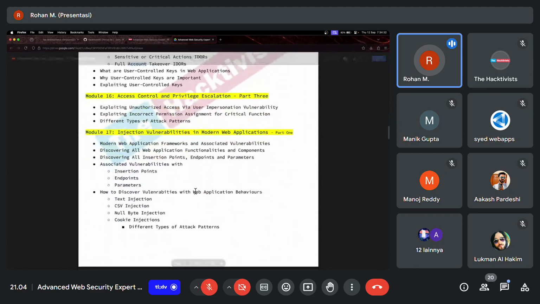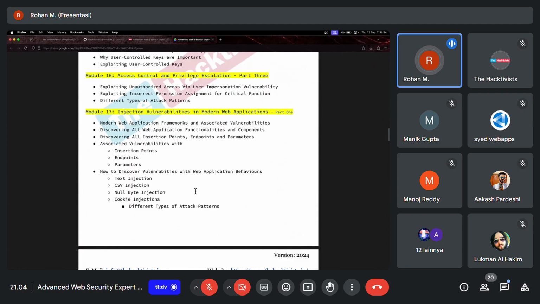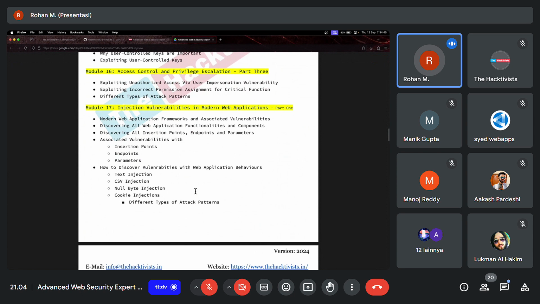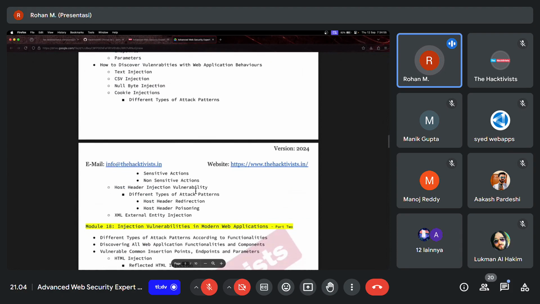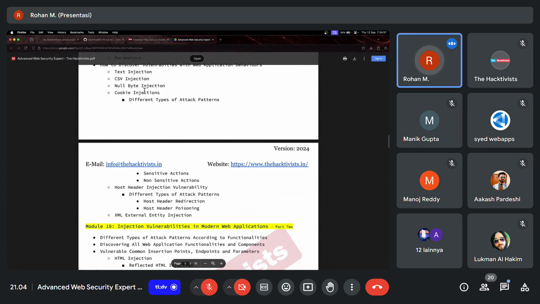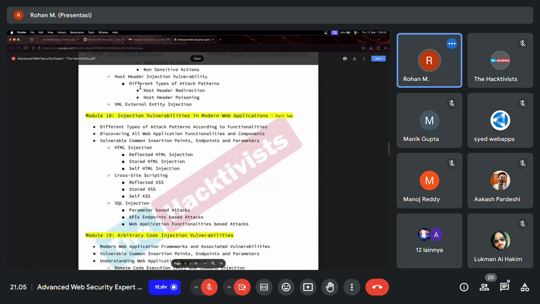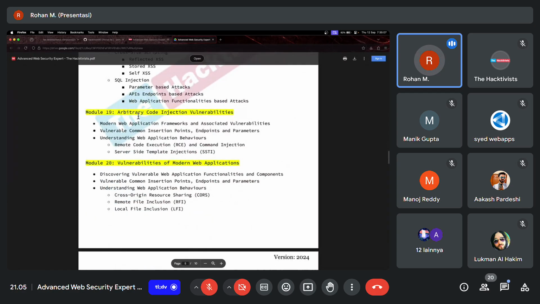Then we will be having injections, one of the most sought after, one of the most popular vulnerabilities that will always be in demand in application security, not only in web, but in other application domains as well, like APIs and Android. We will be discussing some of the most common, popular, and easily findable vulnerabilities: text injection, CSV injection, cookie injection, and what all things you can do with them. Like with cookie injection, what are the various attack patterns, sensitive actions, non-sensitive actions, host header injections, HTML injection, XSS, SQL, all of these we will be discussing.